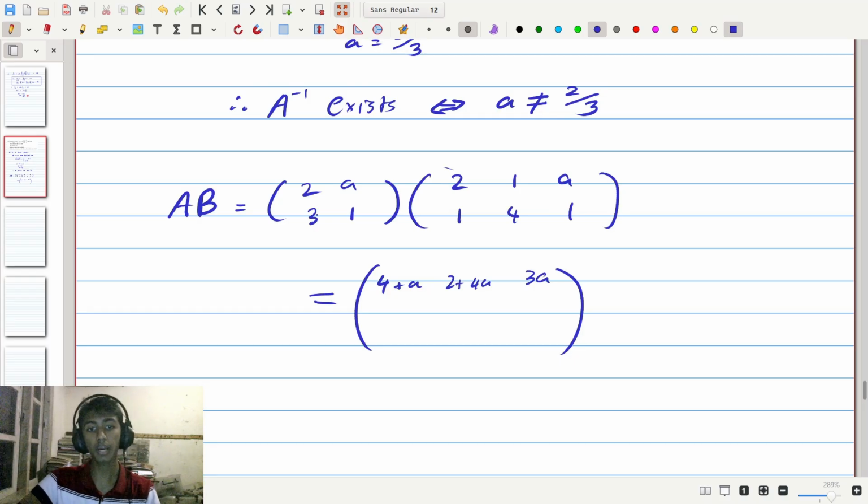For the next row down here, we're going to do this thing and this thing, this thing and this thing, and this thing and this thing. So for the next entry, we're going to have 3 times 2 and 1 times 1, so it's going to be 6 plus 1, which is 7. For the next entry, we're going to have 3 times 1 plus 1 times 4, which is again going to be 7. And for the last entry, we're going to have 3 times A and 1 times 1, which is going to be 3A plus 1. So therefore, this entry is 3A plus 1, and A matrix times B matrix is going to be this matrix right here.